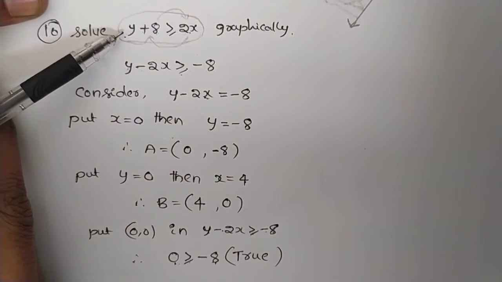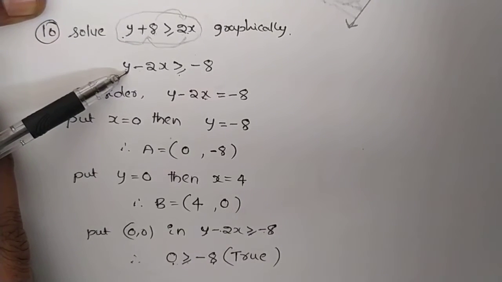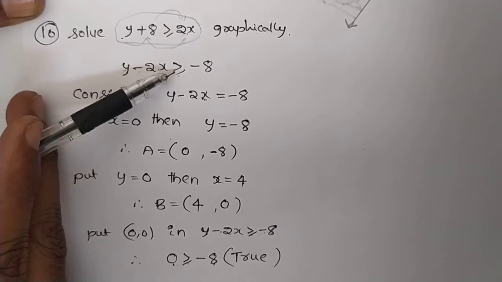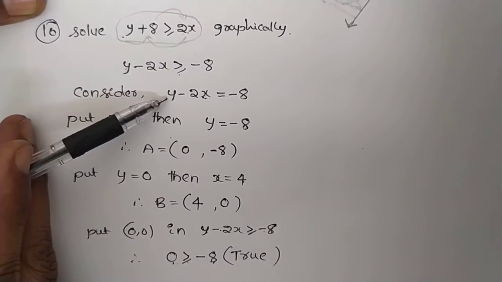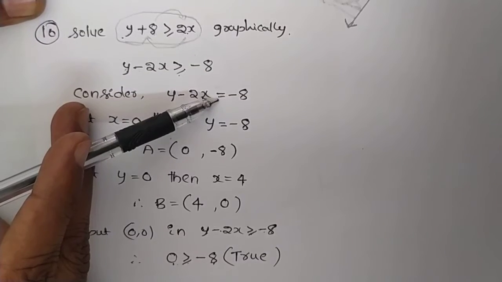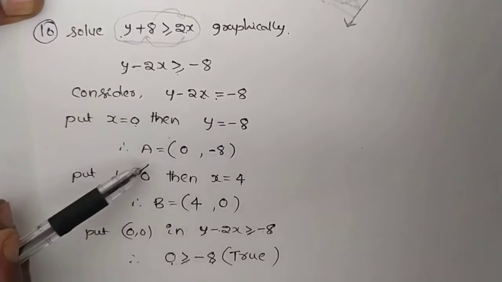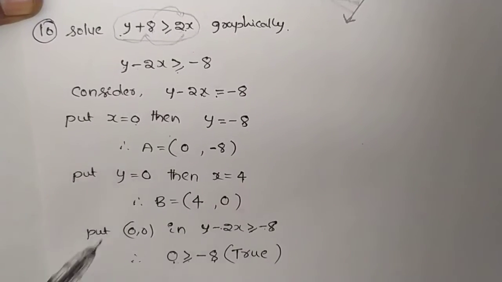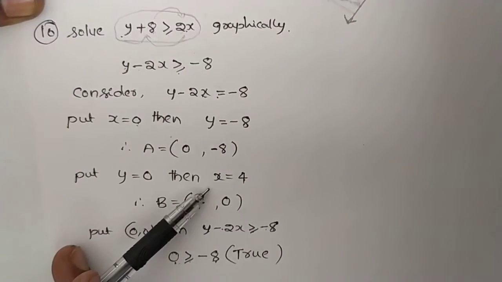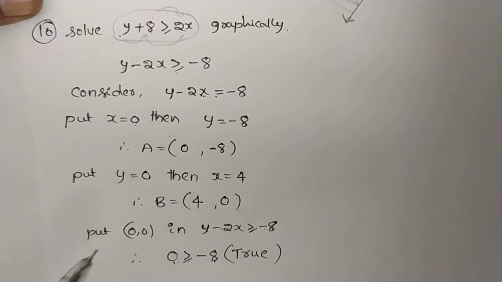It is a given inequality. I just rearranged this inequality in this form: y minus 2x is greater than or equal to minus 8. So first step, whatever the inequality is given, we have to consider equal. Next, if we put 0, then we will get y equals minus 8. The point A will be 0 comma minus 8. If we put 0, then we will get x equals 4. The point B will be 4 comma 0.